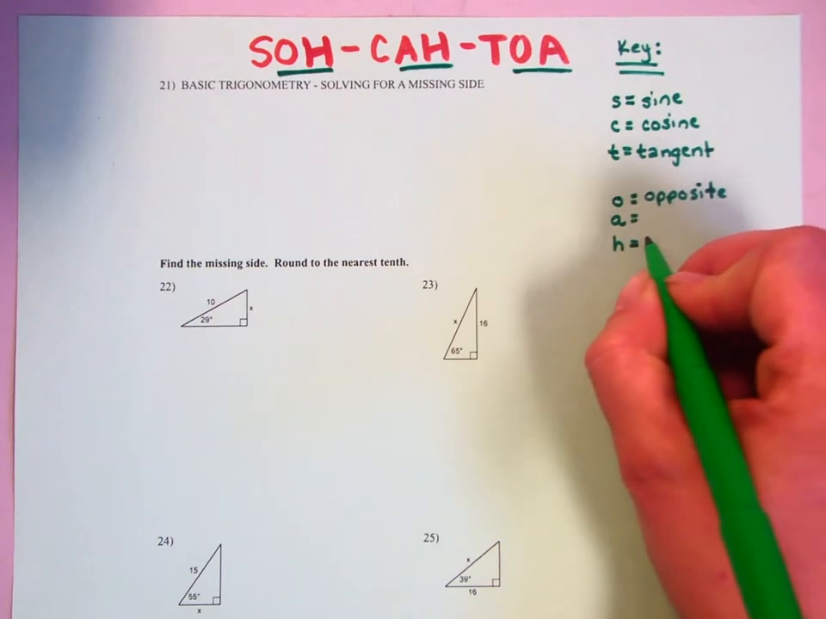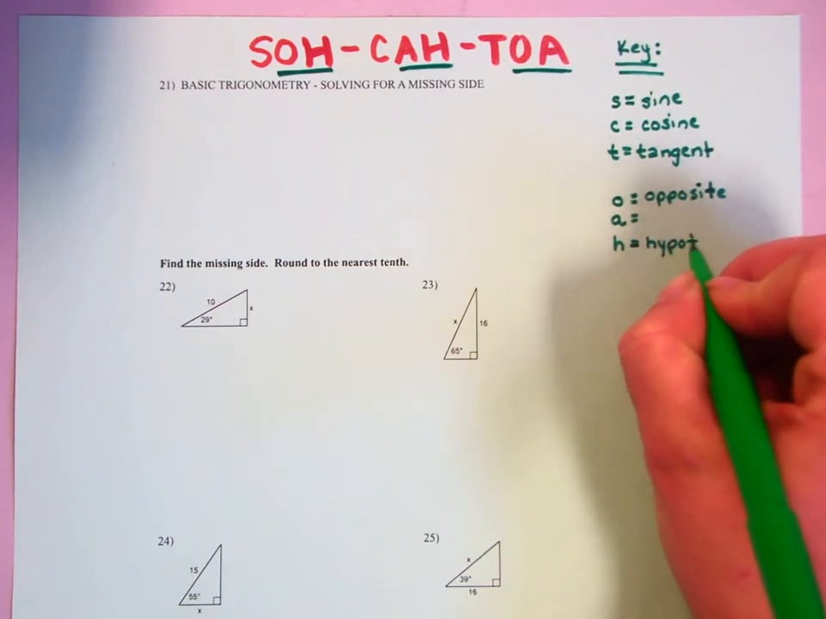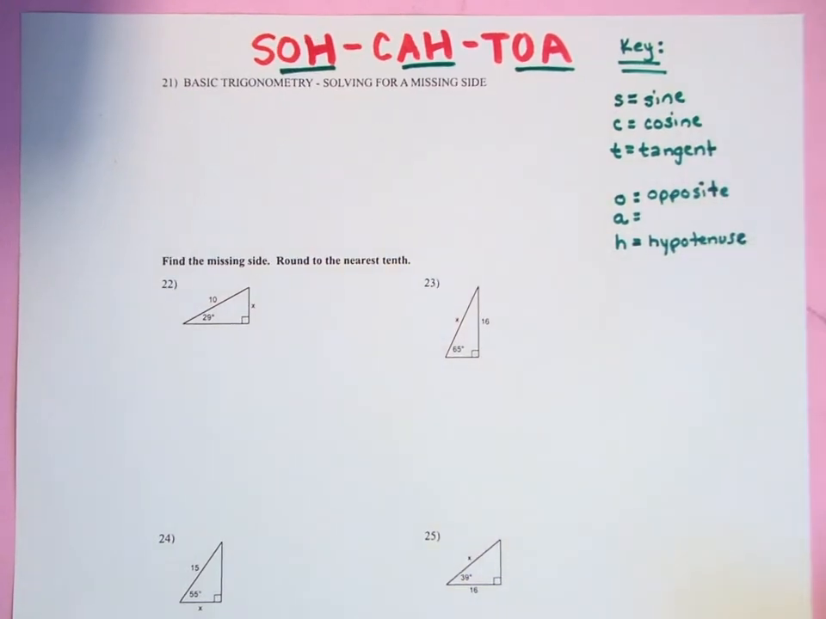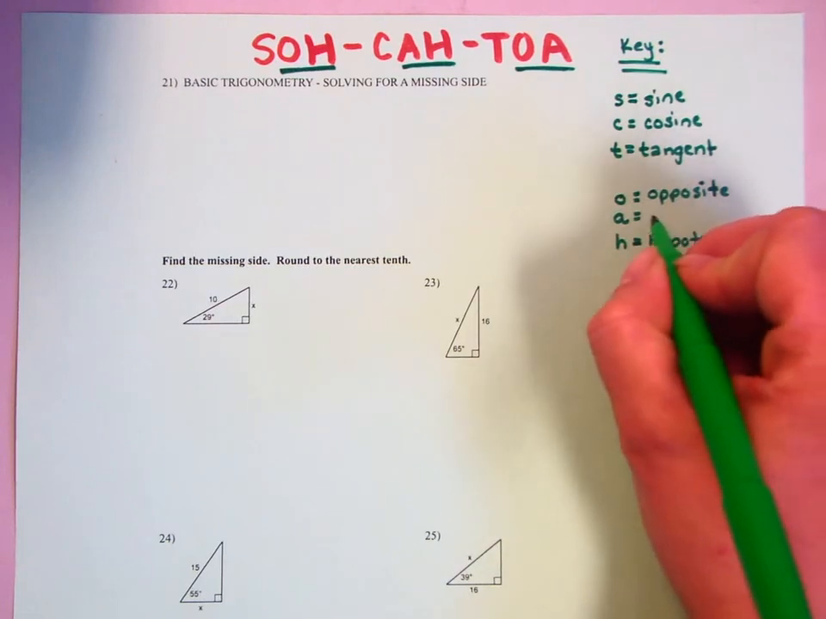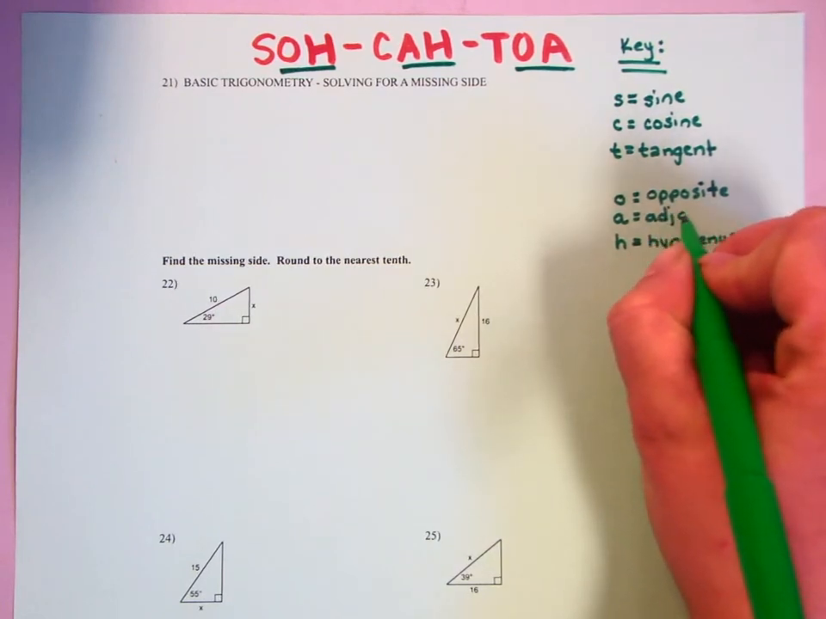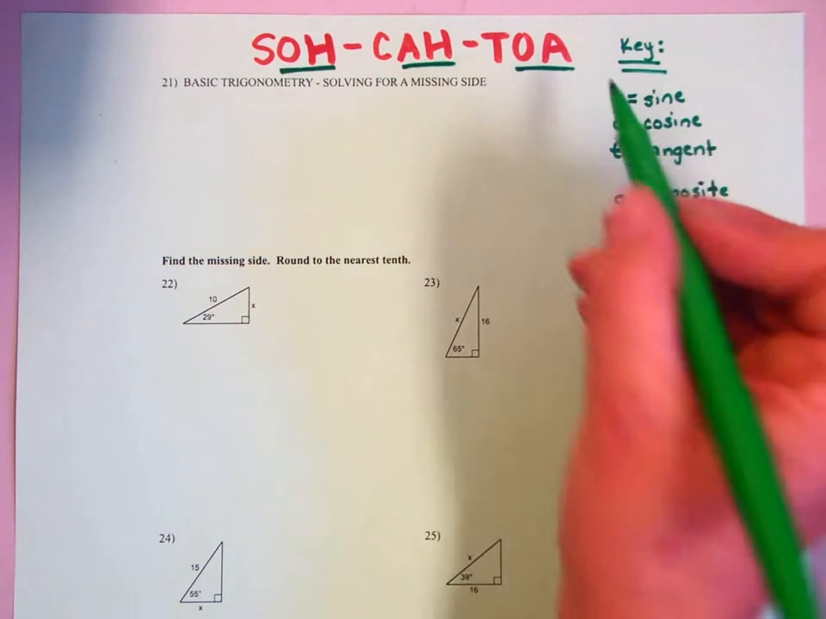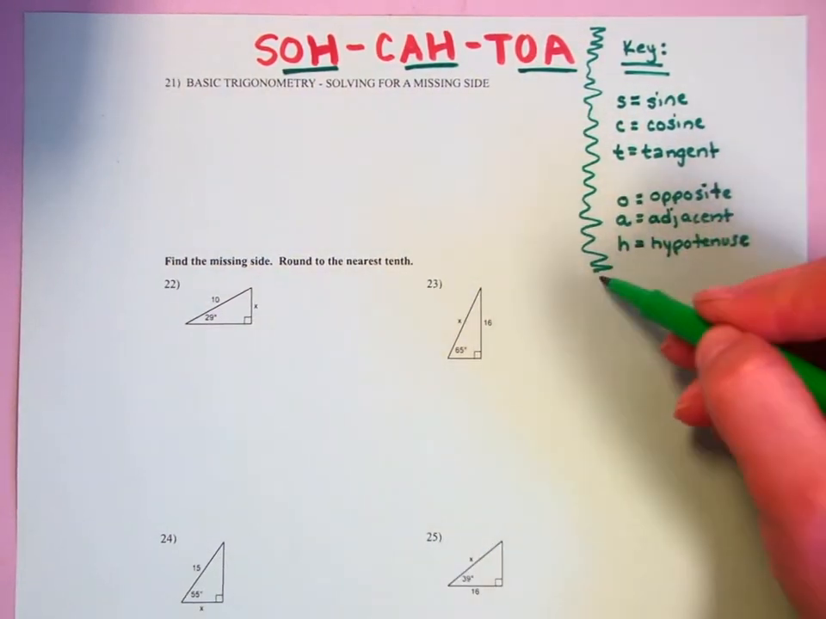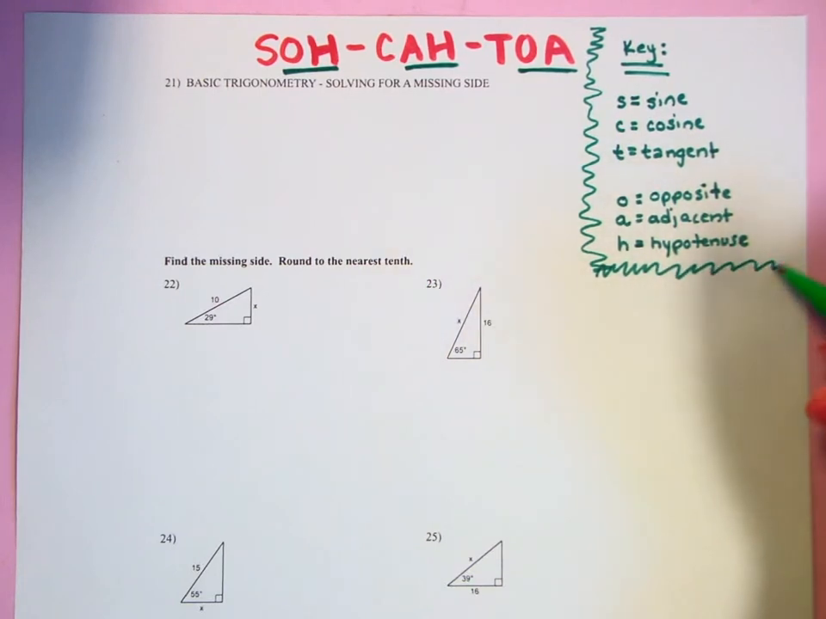H stands for hypotenuse. And the hypotenuse doesn't touch which angle? The right angle, the largest angle. And then A stands for adjacent, and that's just the third side. It's just whatever side is left after you've identified opposite and hypotenuse.